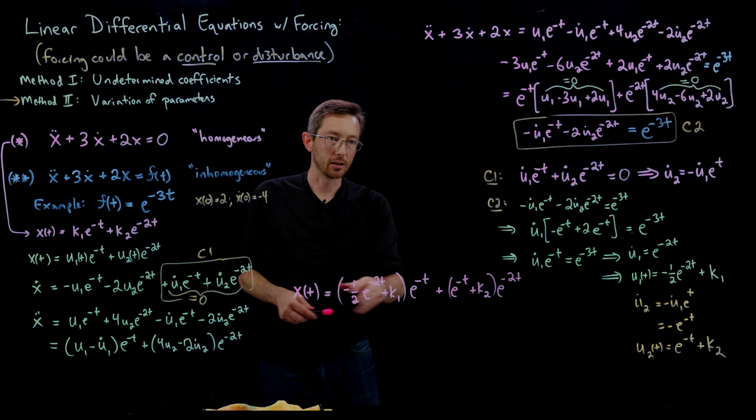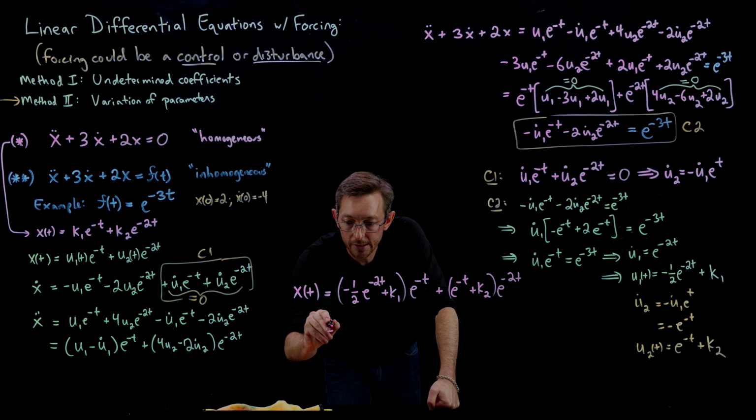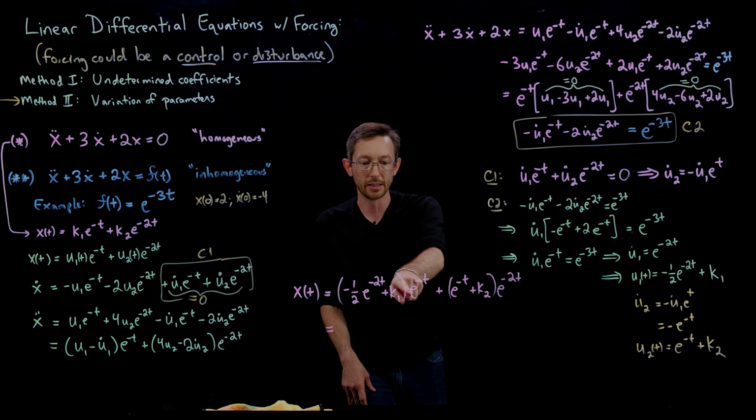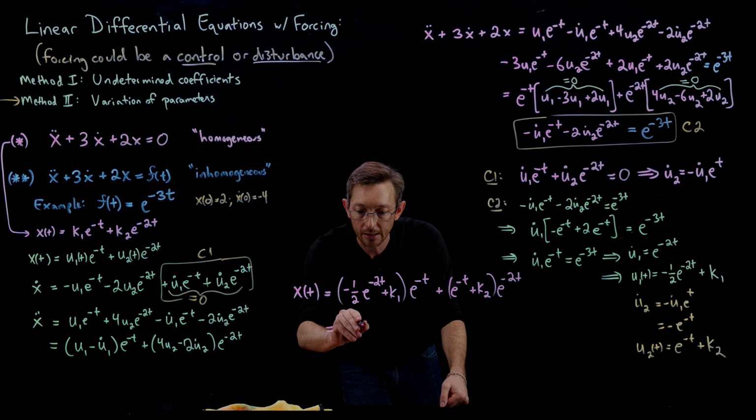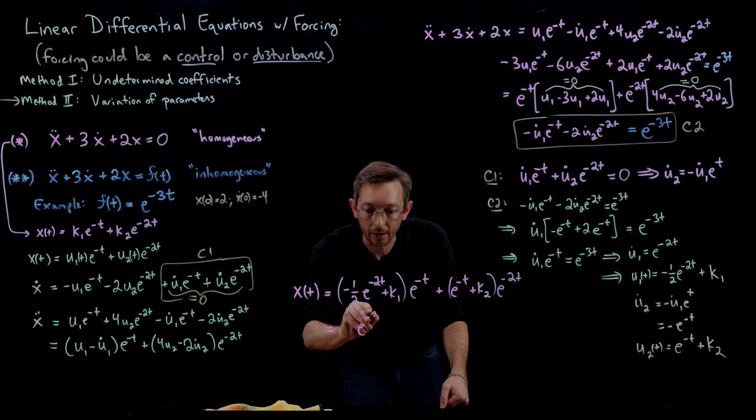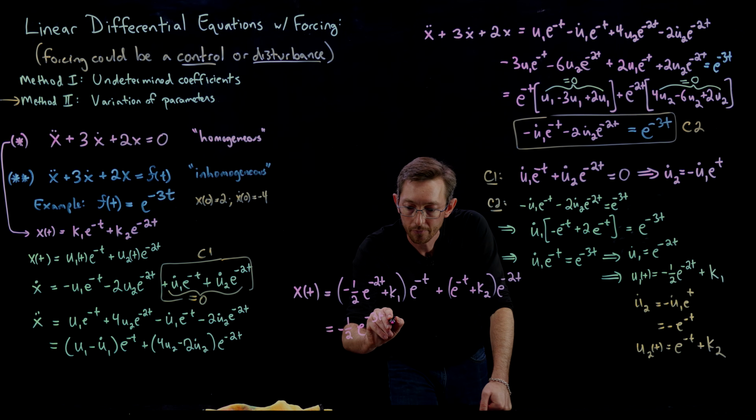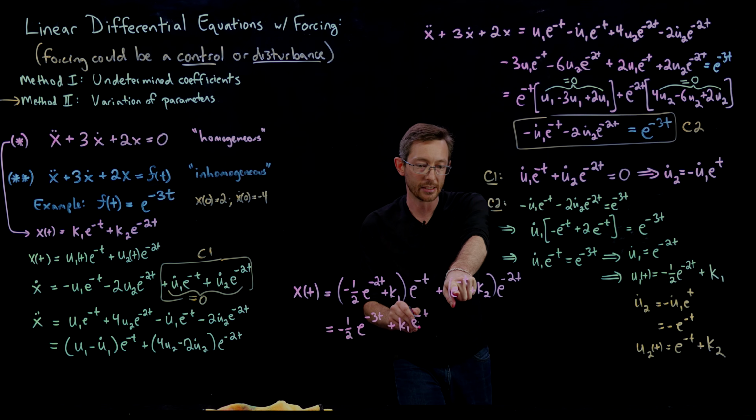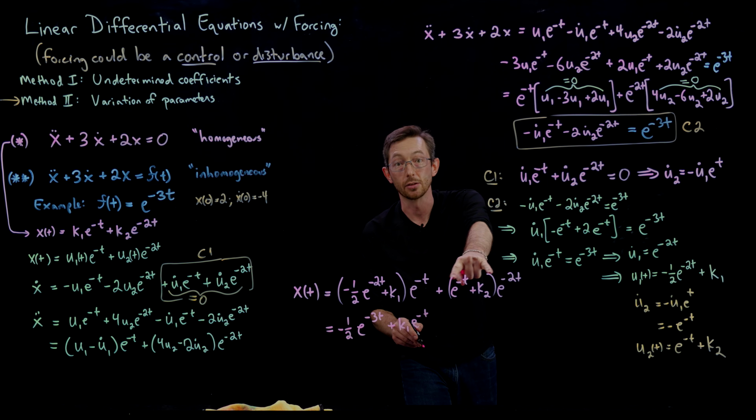And I'm going to multiply this all out, and we're going to find that this equals, of course, e to the minus 2t times e to the minus t is e to the minus 3t. So I have minus 1/2 e to the minus 3t plus my constant e to the minus t. And then this one, e to the minus t times e to the minus 2t is also e to the minus 3t.